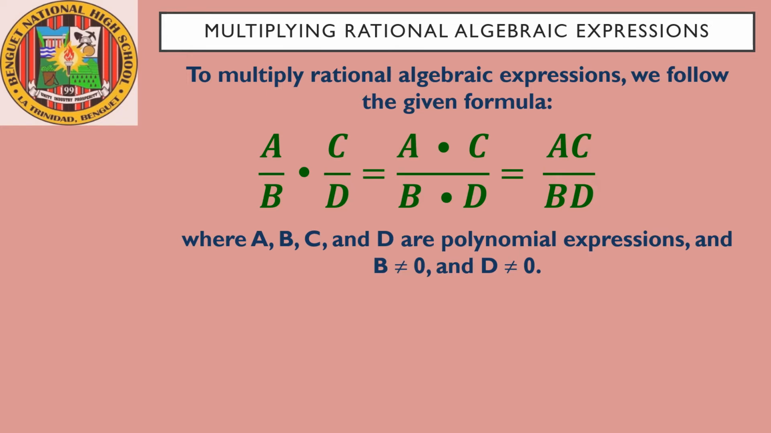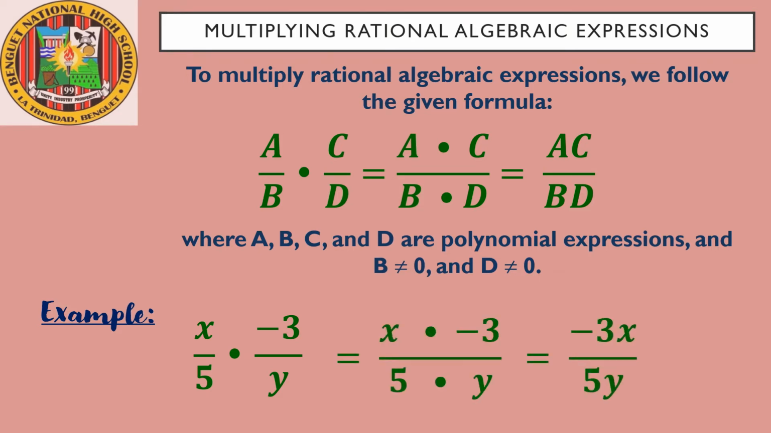We have the following example to emphasize that. If you observe, multiplying RAEs is just like multiplying fractions because, as we have said in the previous lesson, RAEs are fractions. To do operations on RAEs is similar to doing operations on fractions.